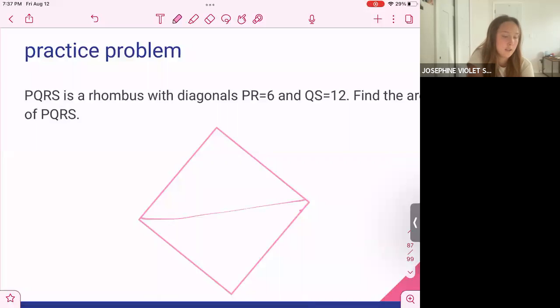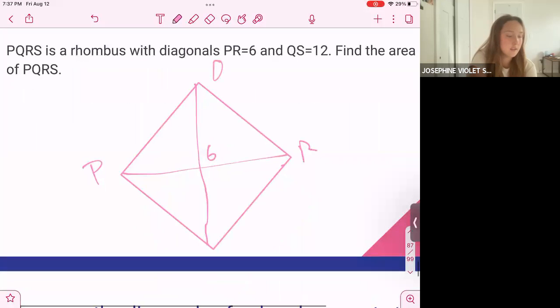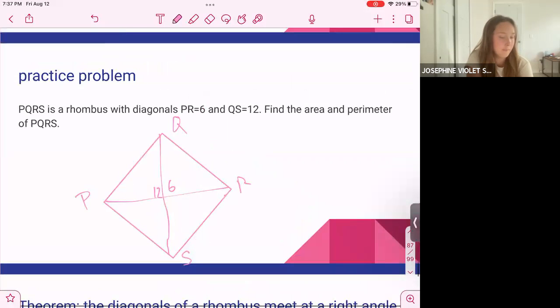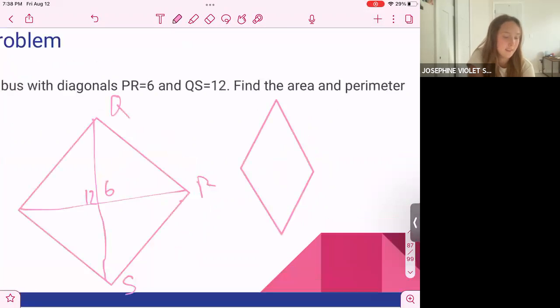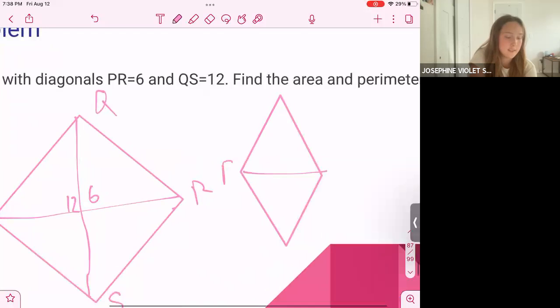And it has diagonals PR, which is equal to 6. Pretend that these are different lengths. And QS, which is equal to 12. Actually, let me redraw that better because that is not good. Okay. So let's say this is PR. Say this is QS.